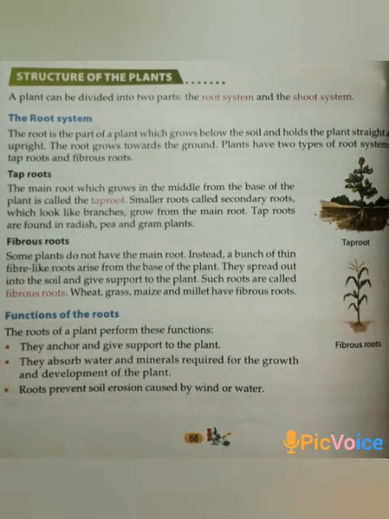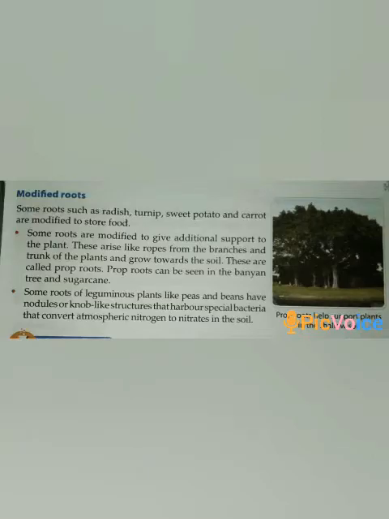Then, functions of the roots. The roots of a plant perform the following functions. First, they anchor and give support to the plant. Second, they absorb water and minerals required for the growth and development of the plant. Third, roots prevent soil erosion caused by wind or water.